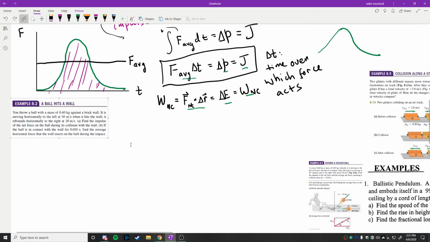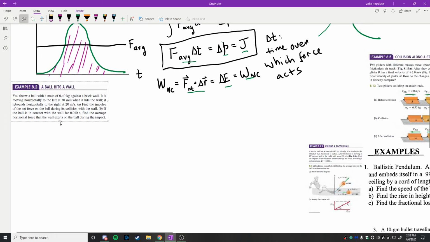And this is the problem right here. A ball hits a wall. You throw a ball with a mass of 0.4 kilograms against a brick wall. It's moving horizontally to the left at 30 meters per second when it hits the wall. It rebounds horizontally to the right at 20 meters per second. We want to find the impulse of the net force on the ball during the collision with the wall, and then some other things. So let's draw a picture of what's going on here.